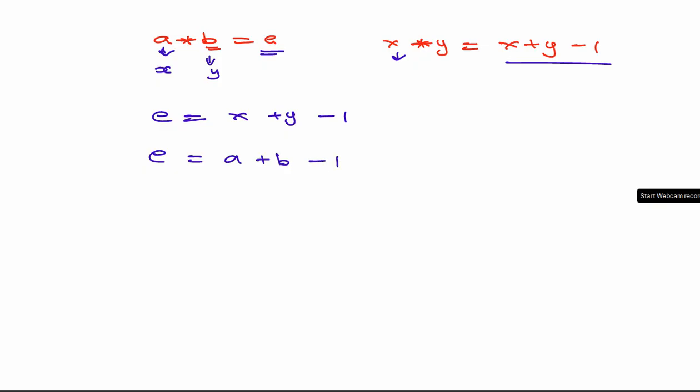I said in the first place that the inverse is actually b. So we're going to make b the subject of the formula. This is going to the other side. So e, we're going to have, this becomes negative a, and this becomes positive 1, is equal to b. But e is equal to 1. Let me show you.